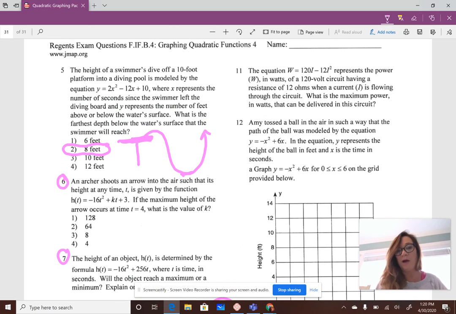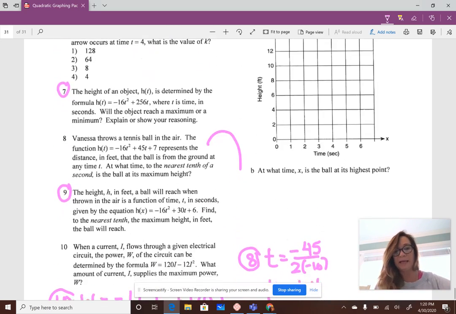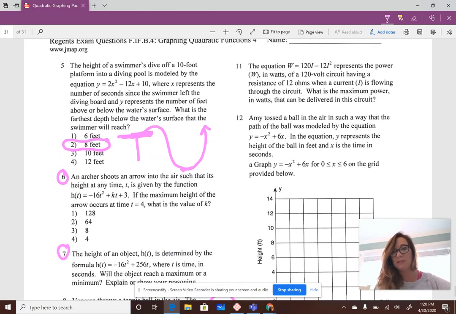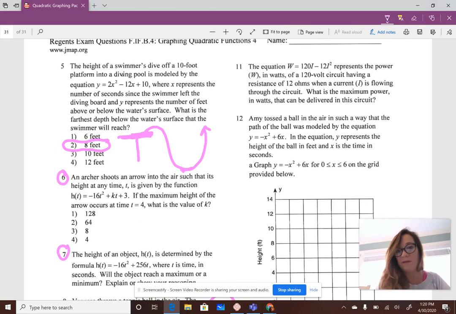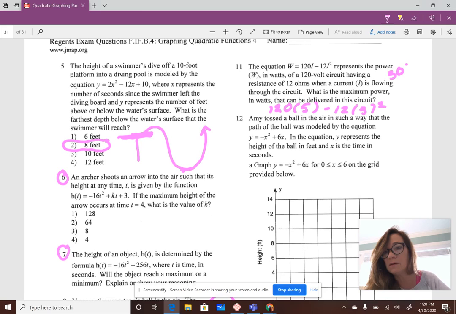What is the maximum power? Oh, 11 and 10 are connected. So I'm going to substitute in the 5. So 120 times 5 minus 12 times 5 squared is 300 watts.